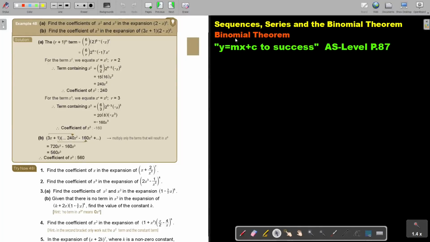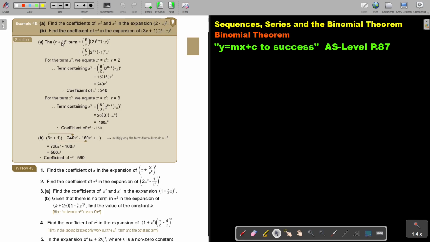In this video, we will continue with the binomial theorem. You will find this on page 87 in the Namibian AS-Level Mathematics textbook, y equals mx plus c to success. Find the coefficients, that means the number before the variables, of x squared and x to the power of 3 in the expansion of (2 minus x) to the power of 6.